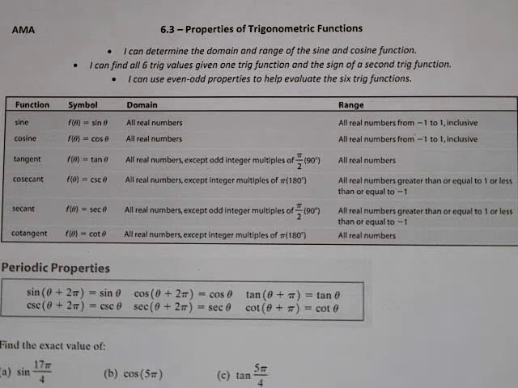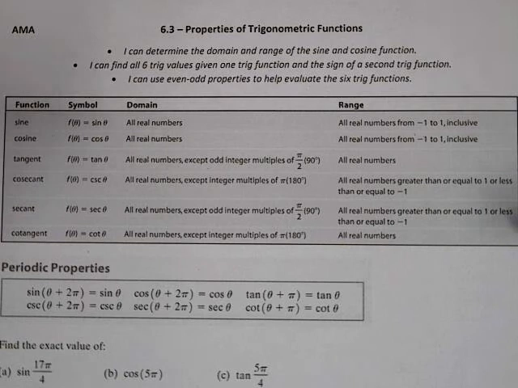Guys, welcome to 6.3. Today we are discussing properties of all of these wonderful trig functions. So we'll talk about domain and range of sine and cosine. We'll find all 6 trig values given one function and a sign of another, and then we'll talk about even and odd properties to evaluate.